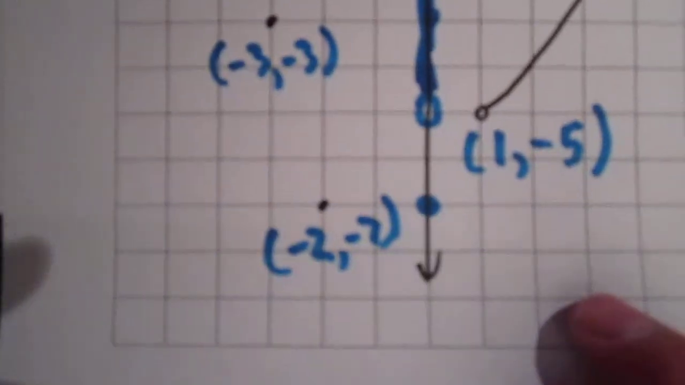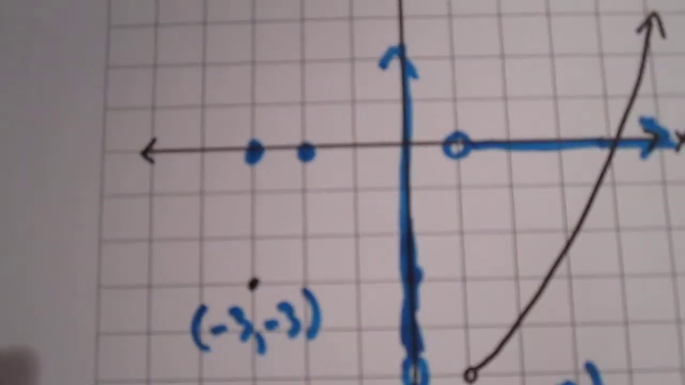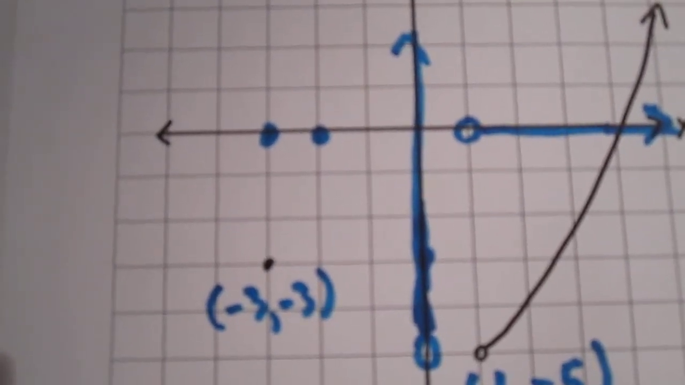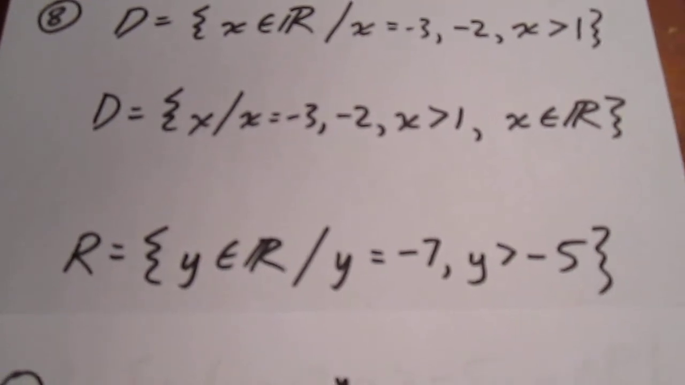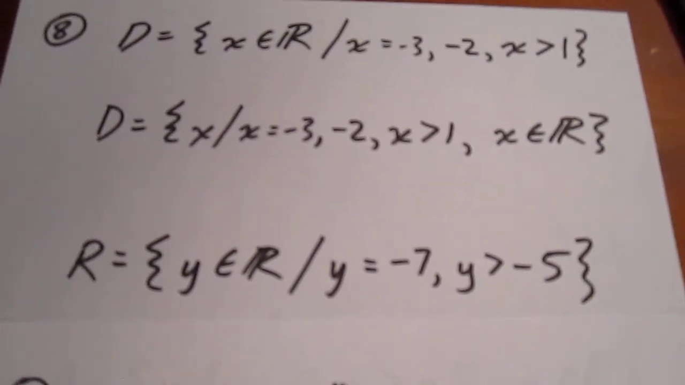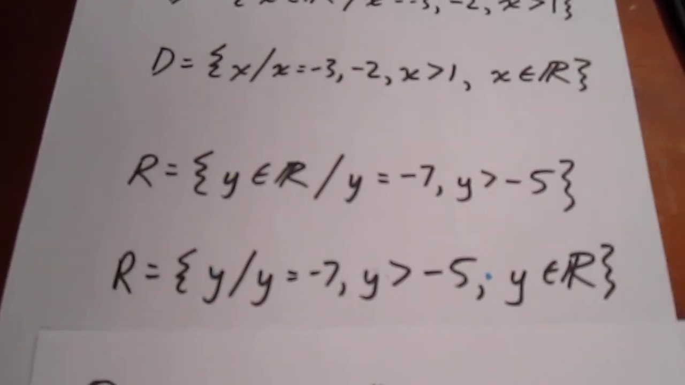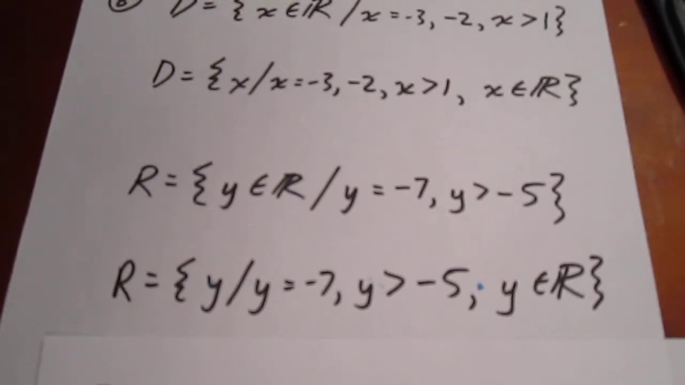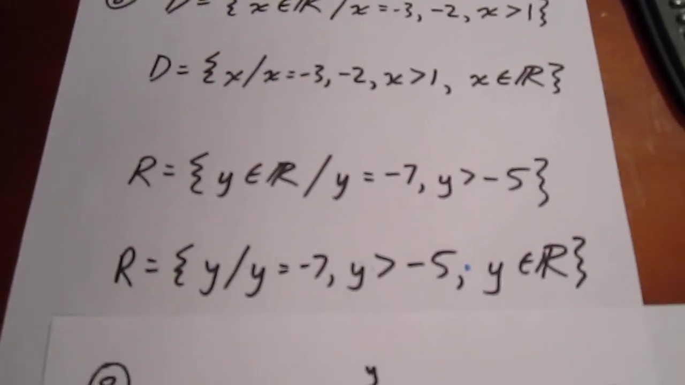Similarly, we look at our range. We see that our y value could be -7 or any number greater than -5 with an open circle. So we state that in our range. Our range is the set of all y's that are real numbers such that y equals -7 or y is greater than -5, or similarly the range is the set of all y's such that y equals -7, y is greater than -5, and y is an element of the real numbers.